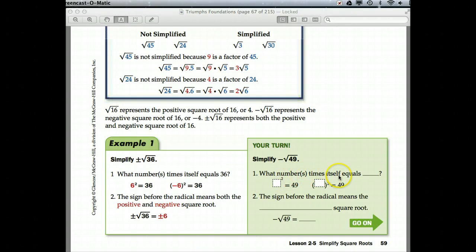Okay, what number times itself equals 49? That's what goes here. Why, 7 does. But looking at this, negative 7 does as well. So the sign before the radical means the negative square root. So the opposite of the square root of 49 is negative 7.